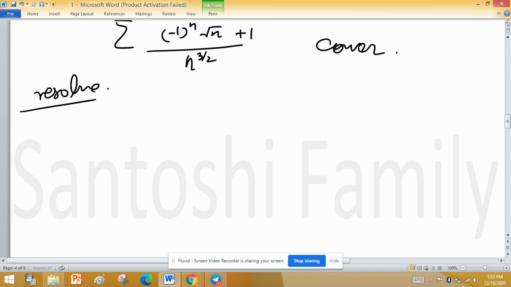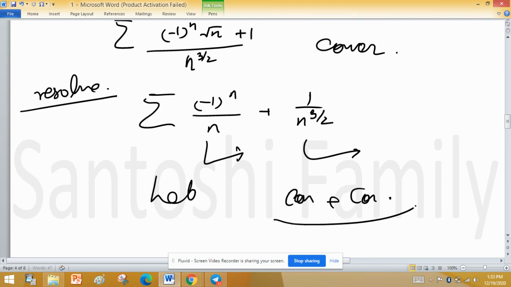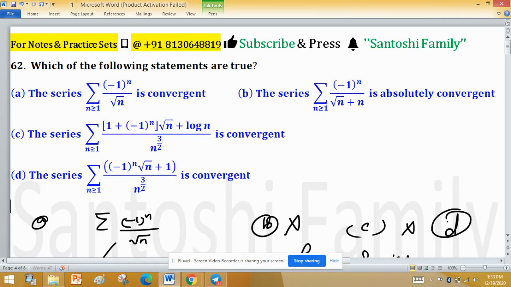Now also resolve this one: minus 1 raised to the power n divided by n, plus 1 upon n raised to the power 3 by 2. The second part is convergent by the p-test and the first is also convergent by the Leibniz test for alternating series. So convergent plus convergent series, the entire result will be convergent. Option D is true here. So options A and D are true and B and C are false.